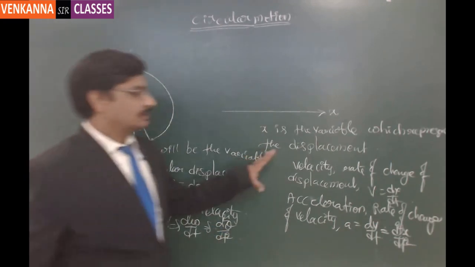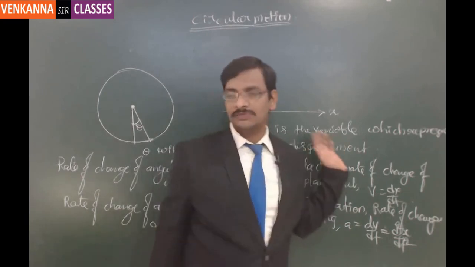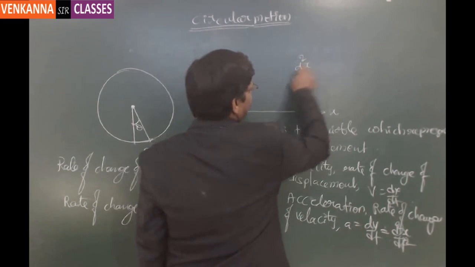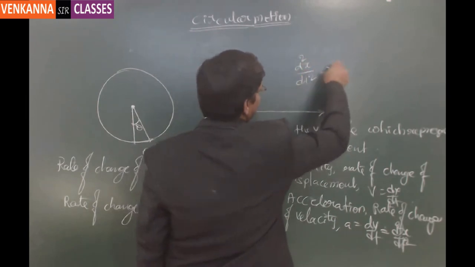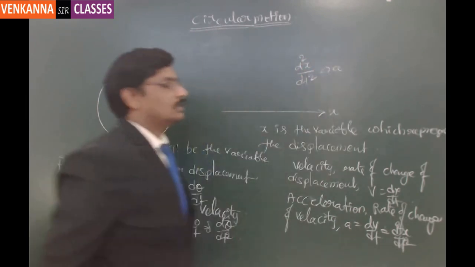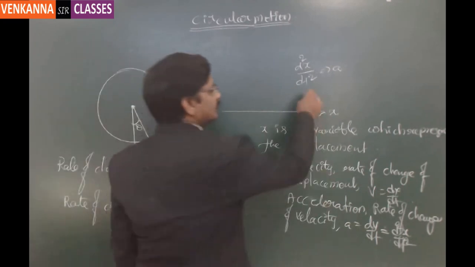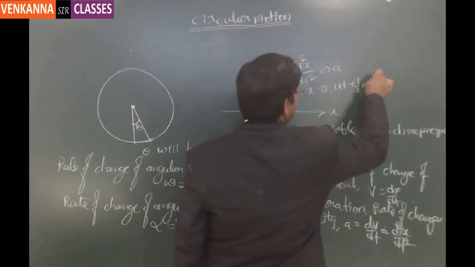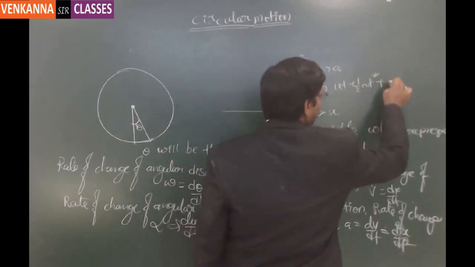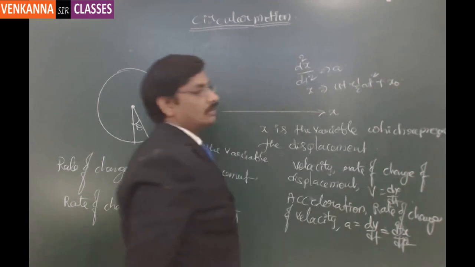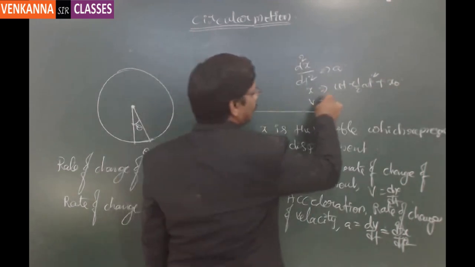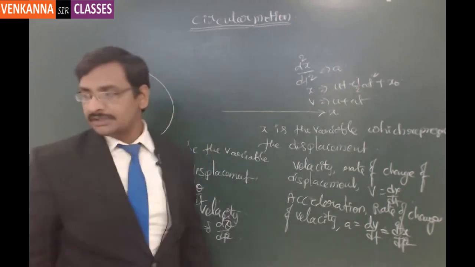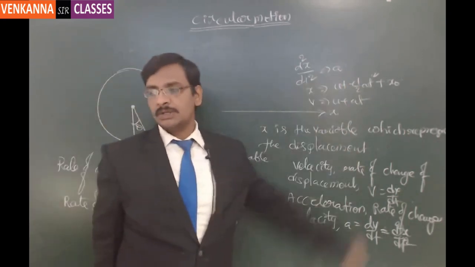Now if the acceleration in this particular case is constant, then for rectilinear motion d square x by dt square is equal to a. With a being a constant, we have all the relations: x is equal to ut plus half at square plus the initial displacement x naught, and the velocity v can be written as u plus at. So this is the velocity relation as long as the acceleration is constant.